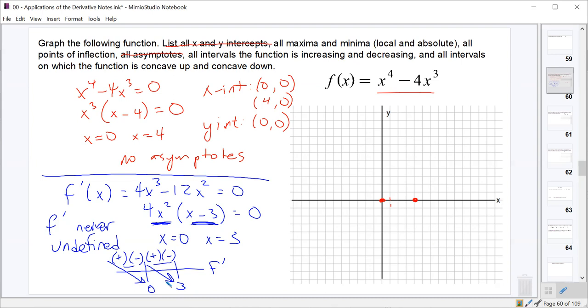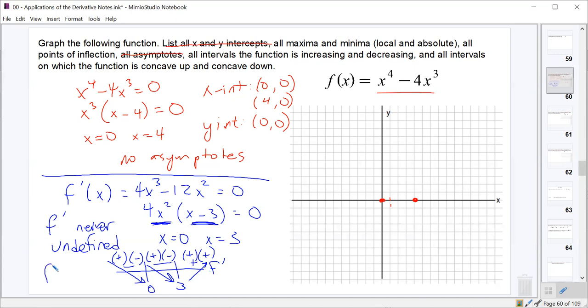Then we'll test something greater than 3, like a million, and that makes 4 times a million squared positive, and a million minus 3 is positive. This interval is a positive value for the derivative, which means our function is increasing, giving us a local minimum at x equals 3. And of course, we'll need to figure out what that local minimum value is.